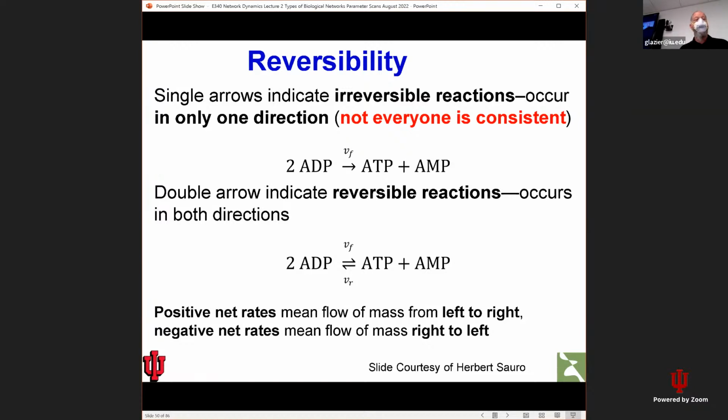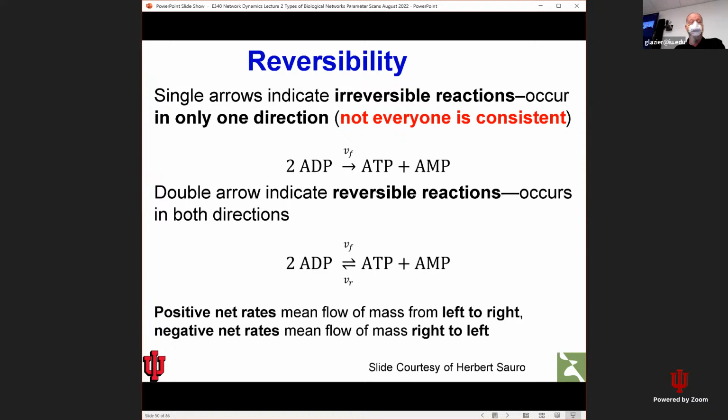Typically, we'll use single arrows for irreversible reactions. We'll use double-headed arrows for reversible reactions, and we'll put a separate label, V forward and V reverse, to indicate the two rates, because they're always going to be different. Positive rate means we go left to right, substrate to product. Negative rate means right to left.